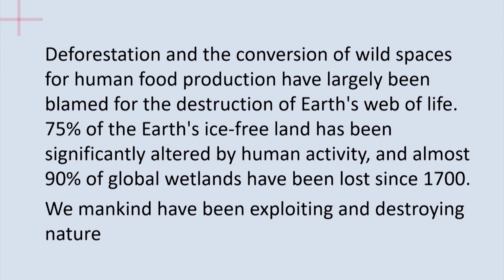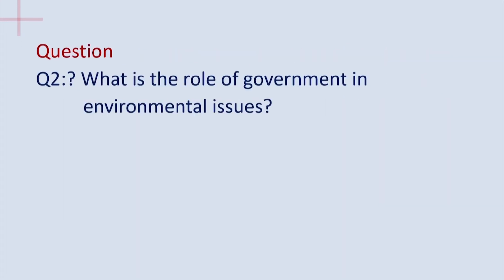Deforestation and conversion of wild spaces for human food production have largely been blamed for the destruction of the earth's web of life. 75% of the earth's ice free land has been significantly altered by human activity, and almost 90% of the global wetlands have been lost since 1700. We mankind have been exploiting and destroying nature.